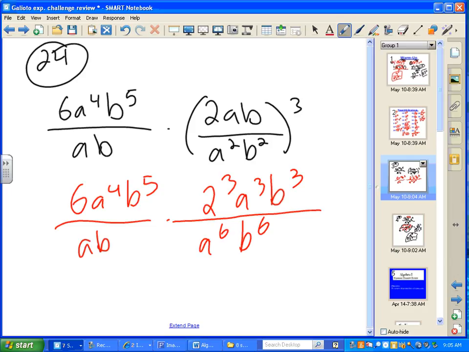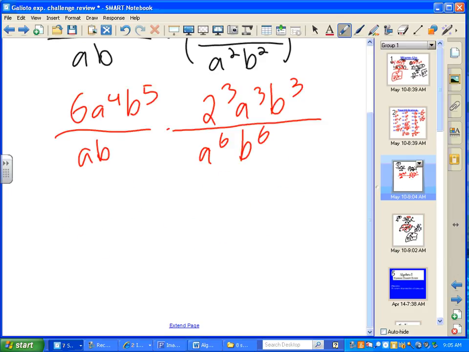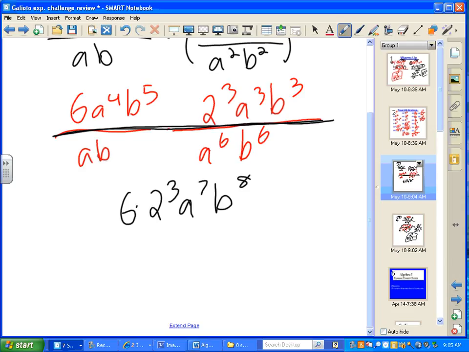Okay. At this point, I know some of you guys yesterday were wondering what to do. If you're multiplying two things, mush them together. Everything goes together in the numerator. Everything goes together in the denominator. So I'm just going to do this. So if we do that, let's add what's on top first. Multiply same base, add exponents. And same thing with the bottom. So 6 times 2 to the 3rd, a to the 7th, b to the 8th. You see how I got that? The bottom is a to the 7th, b to the 7th.